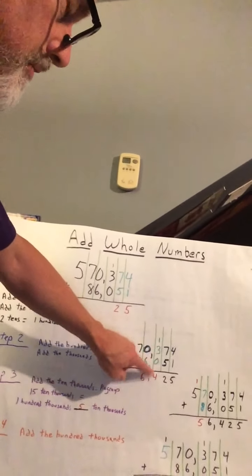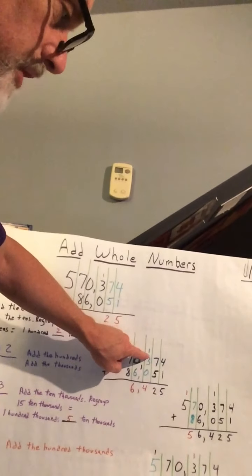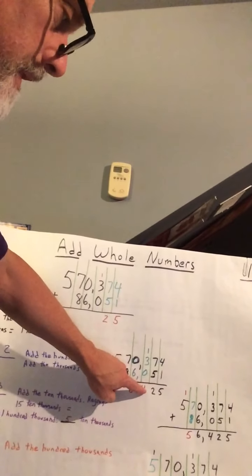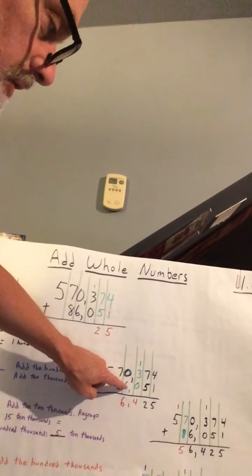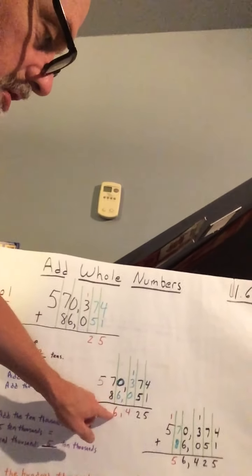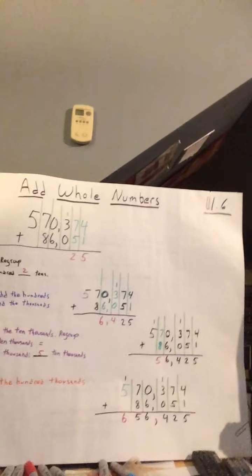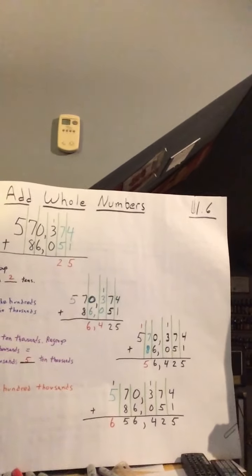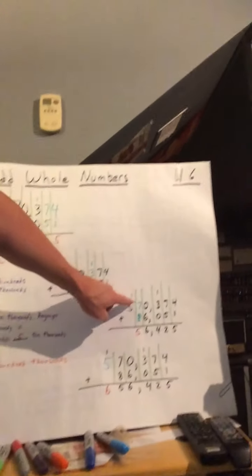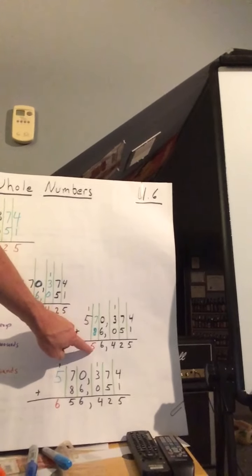3 and 0 is 3, but don't forget, we regrouped the 1 here. So it's 1 plus 3, which gives us 4. And then when we look at our thousands, we have a 0 and a 6, which equals 6. Don't forget to bring your comma down, okay? And that's step 2. Now in step 3, we're going to add the 10,000s and regroup. Okay, so here's our 10,000s. Here they are. 7 plus 8 is 15.